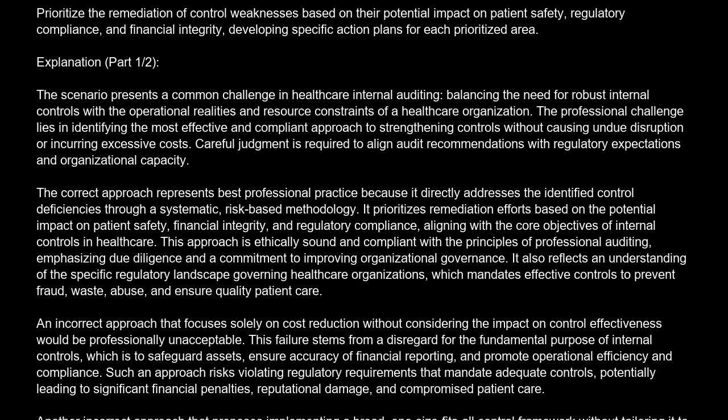The correct approach represents best professional practice because it directly addresses the identified control deficiencies through a systematic, risk-based methodology. It prioritizes remediation efforts based on the potential impact on patient safety, financial integrity, and regulatory compliance, aligning with the core objectives of internal controls in healthcare. This approach is ethically sound and compliant with the principles of professional auditing, emphasizing due diligence and a commitment to improving organizational governance. It also reflects an understanding of the specific regulatory landscape governing healthcare organizations, which mandates effective controls to prevent fraud, waste, abuse, and ensure quality patient care.